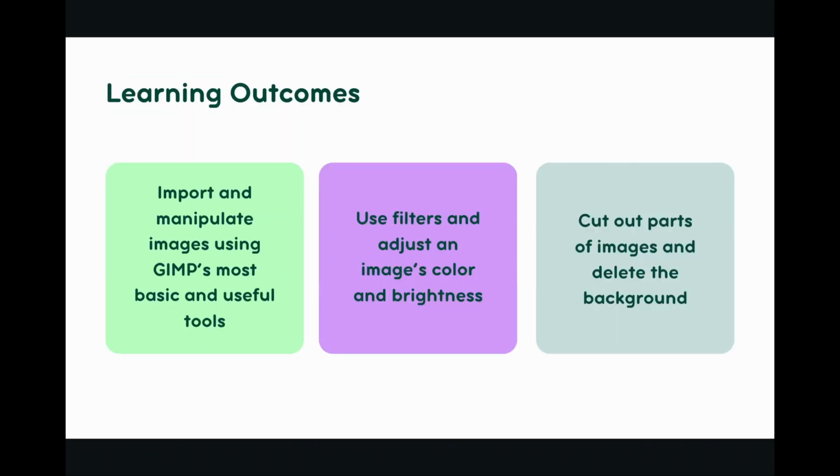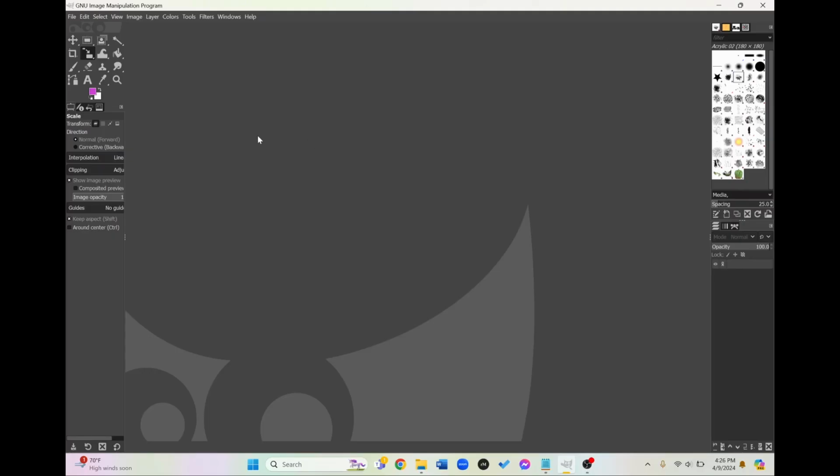With this in mind, here are the outcomes I will be focusing on in this tutorial. We'll learn how to import and manipulate images using GIMP's most basic and useful tools, use filters and adjust an image's color and brightness, and cut out parts of images and delete the background. Let's get started. Depending on the project you have in mind, there are two ways to begin.